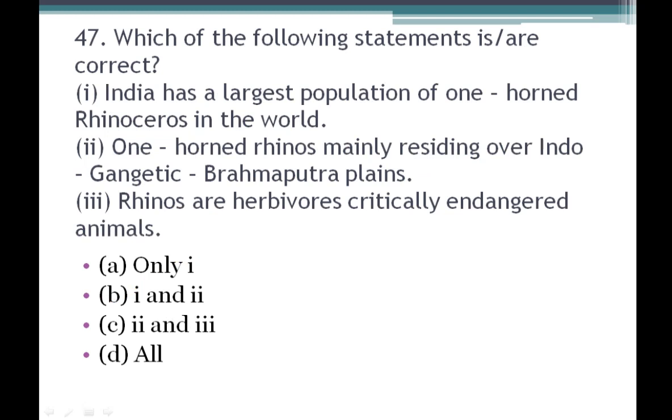Question number 47. Which of the following statements is or are correct? Number 1. India has the largest population of one-horned rhinoceros in the world. Number 2. One-horned rhinos mainly reside over the Indo-Gangetic-Brahmaputra plains. Number 3. Rhinos are herbivores, critically endangered animals. So the correct answer is option B, that is 1 and 2 only. Statement 3 is incorrect because rhinos are herbivores, vulnerable animals, not critically endangered.